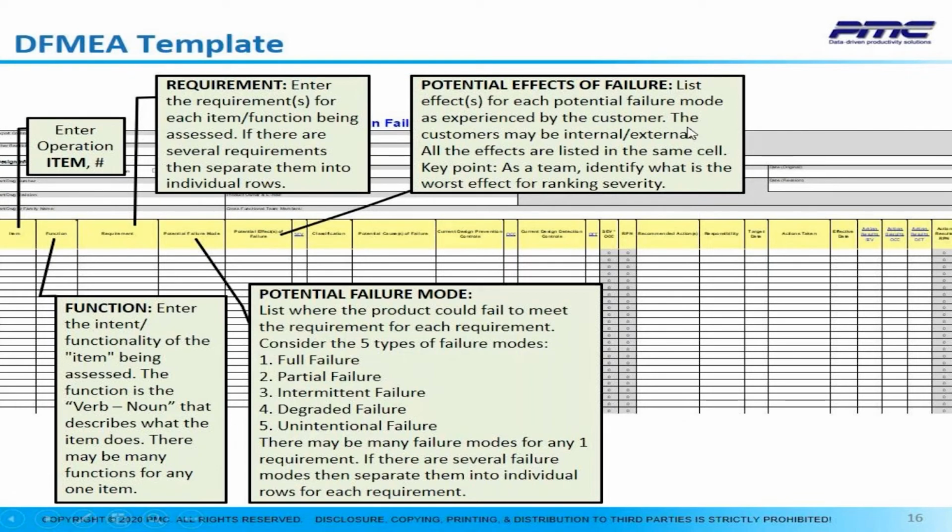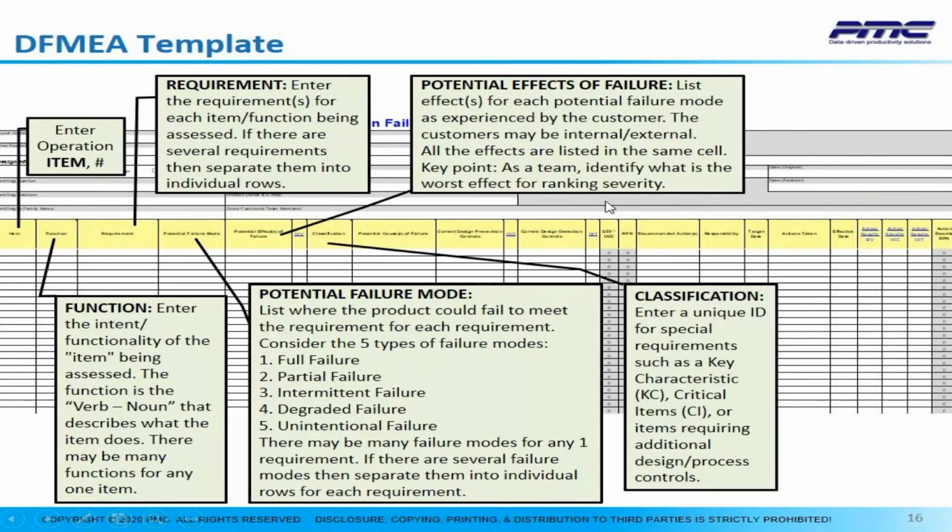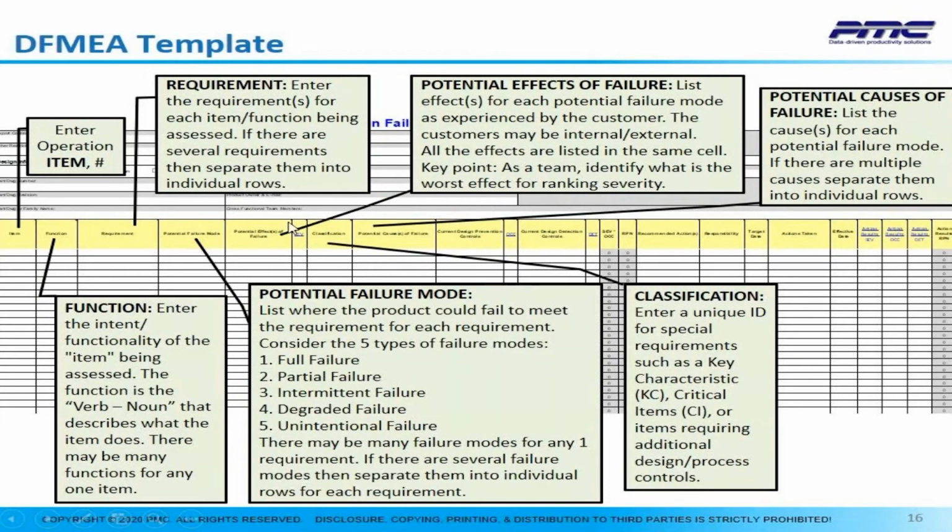And again, you have to consider all 4 customers when you're assessing the failure mode. Then the classification. So there is a unique ID here. This is where we list if a feature or characteristic is a key or a critical item. From there, we actually start documenting the potential causes of the failure modes.